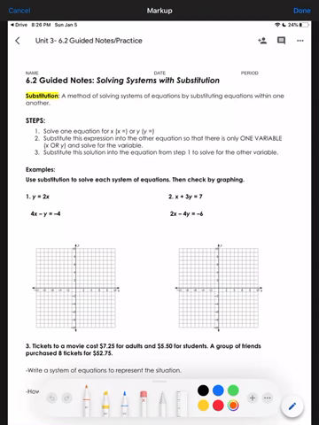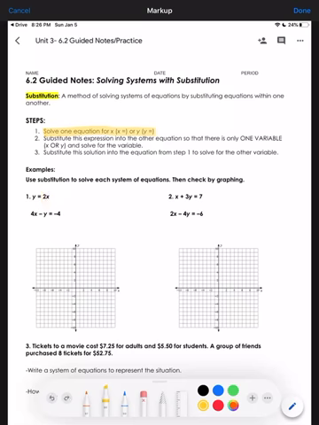So let's take a look at the first one. In these examples, we're going to use substitution to solve the system of equations, and then we're going to check by graphing since that's a strategy we're familiar with. This first one is y equals 2x, and then 4x minus y equals negative 4. If we look back at step 1, we want to solve one equation for x or y, so we want to get one of the variables by itself. Well, in this one, the y is already by itself. I have y equals 2x.